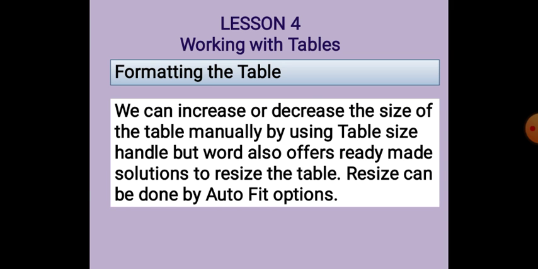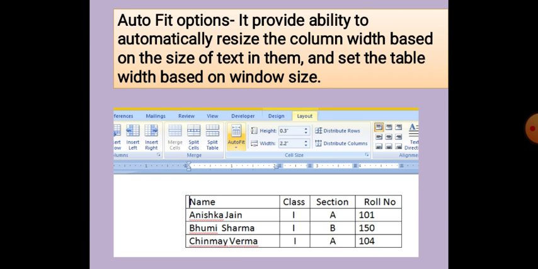There are various ways to resize the table. Resizing means we can increase and decrease the size of the table. There are two ways. We can use the mouse or we can use options available in Word like auto fit. So first we will discuss the auto fit options. Auto fit options provide us the facility to automatically resize the column width based on the size of text. Also it can set the table width based on the window size.